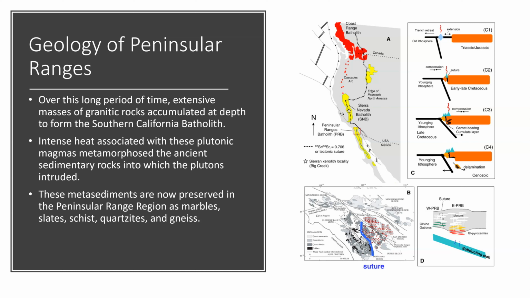Intense heat associated with these plutonic magmas has metamorphosed some of the older sedimentary rocks into which the magma intruded. So we do see some lower grade metamorphic rocks, and then we have some metasediments that are now preserved in the Peninsular Ranges as marbles, slates, schists, quartzites, and gneisses. So all of these rocks are actually present in the Peninsular Ranges.